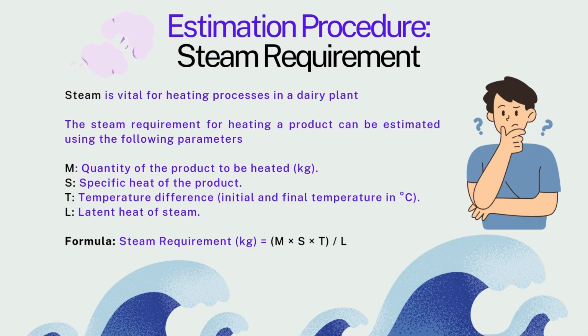S is the specific heat of the product. T is the temperature difference in degrees Celsius. And L is the latent heat of steam. The formula is steam requirement in kilograms equals M times S times T divided by L.